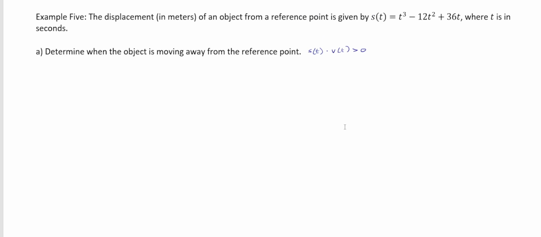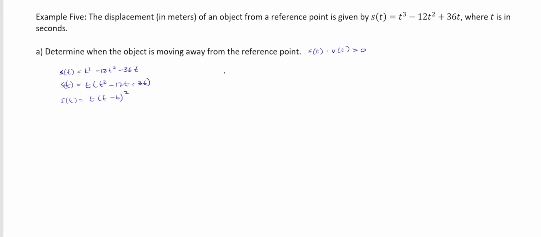Because all we're really doing here is taking derivatives of the position function to find velocity, then taking the derivative of velocity to find acceleration. Let's go ahead and write the position function right here, and that's t cubed minus 12t squared plus 36t. Pause the video and see if you can come up with, let's factor this first. S at t is equal to t, and then I get t squared minus 12t plus 36.